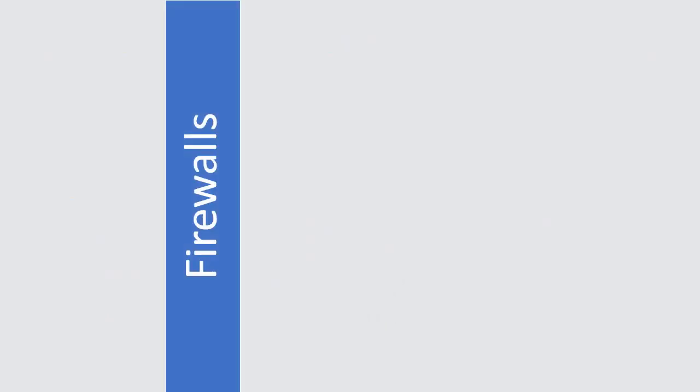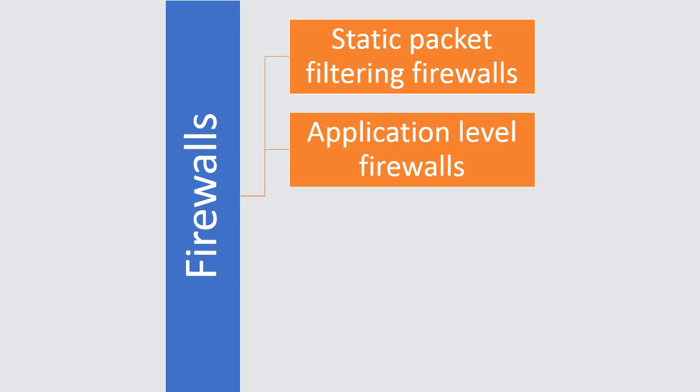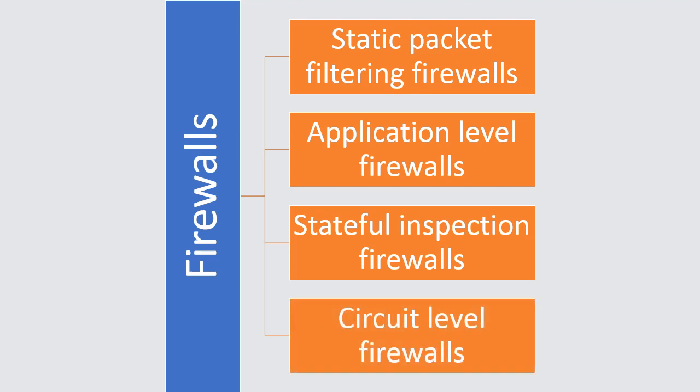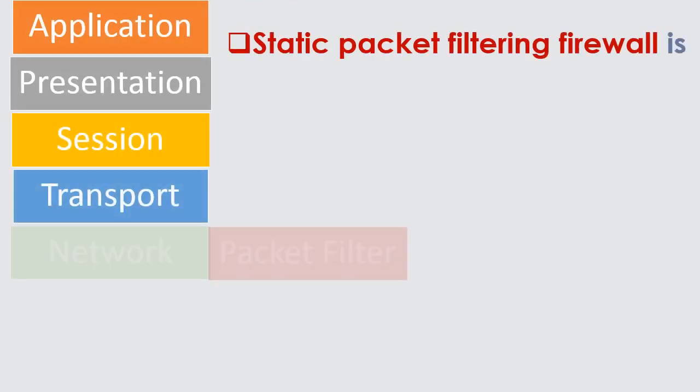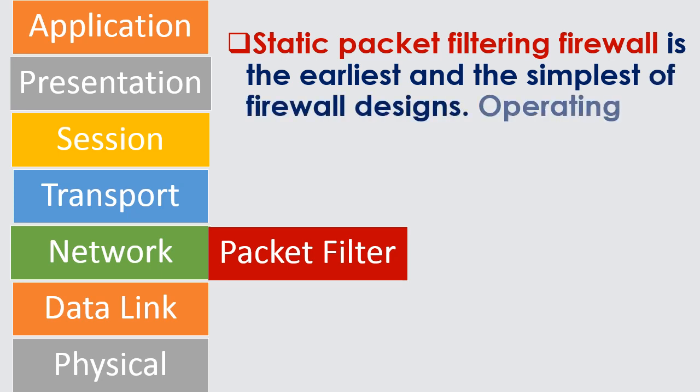There are four basic types of firewalls: static packet filtering firewalls, application-level firewalls, stateful inspection firewalls, and circuit-level firewalls. The static packet filtering firewall is the earliest and the simplest of firewall designs.